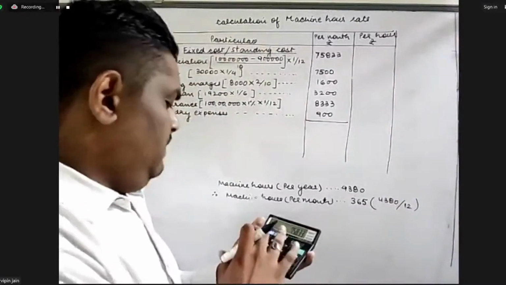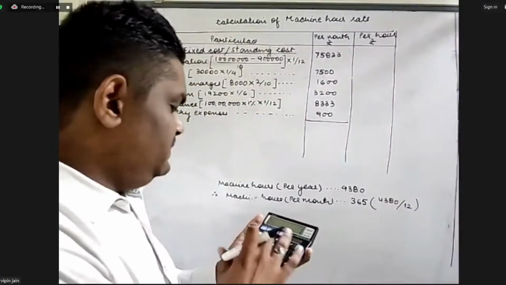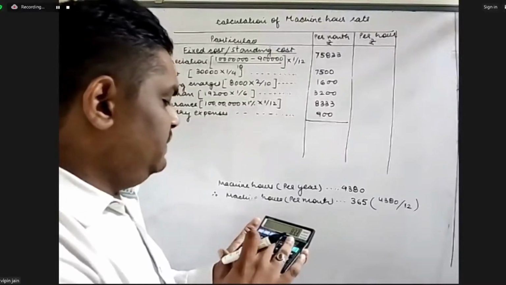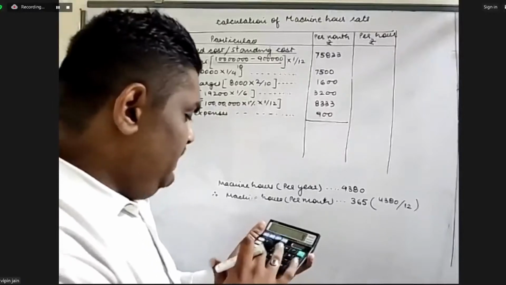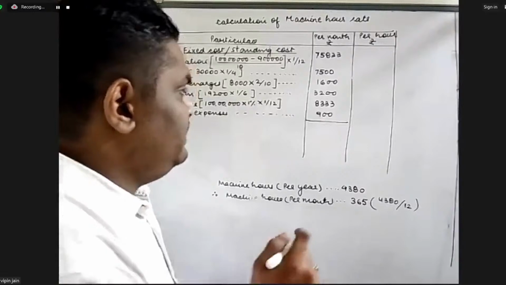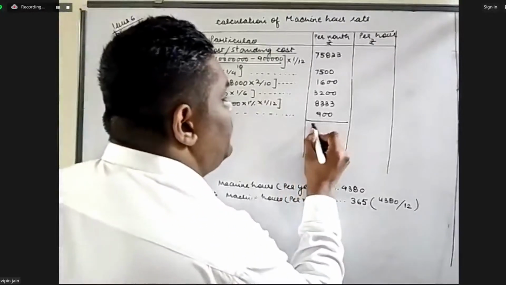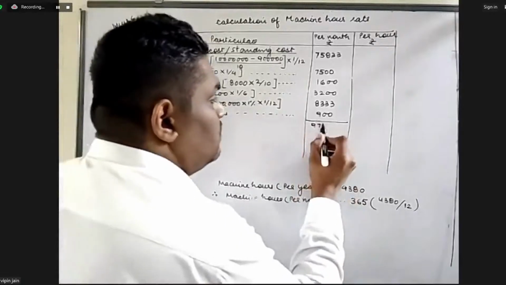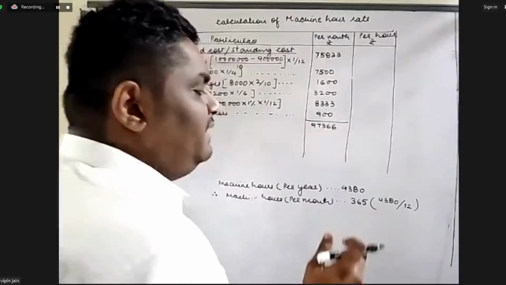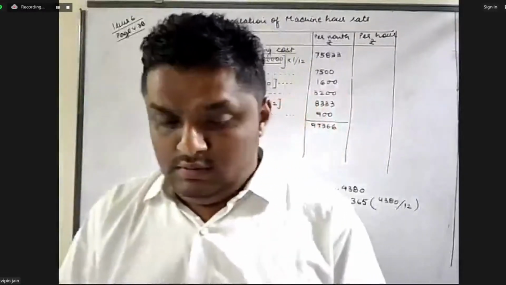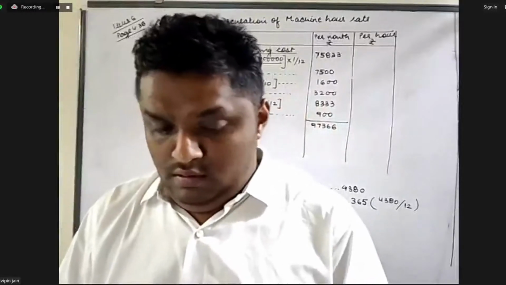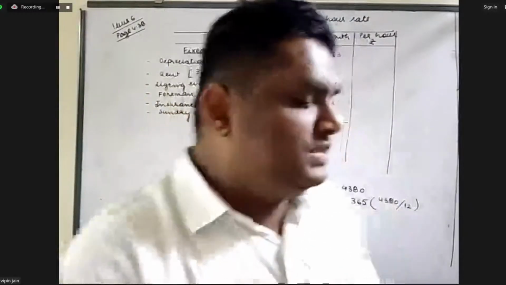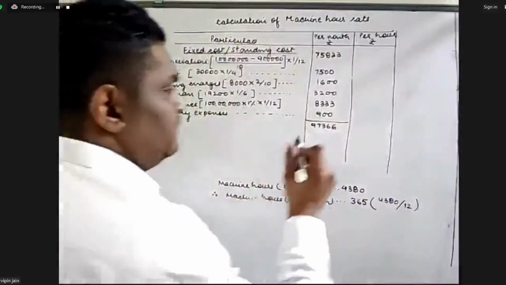75,833 plus 7,500 plus 1,600 plus 3,200 plus 8,333 plus 900. So we have got 97,366 as the total fixed cost per month, divided by the number of hours. So you'll get the hourly rate, that is 266.76.